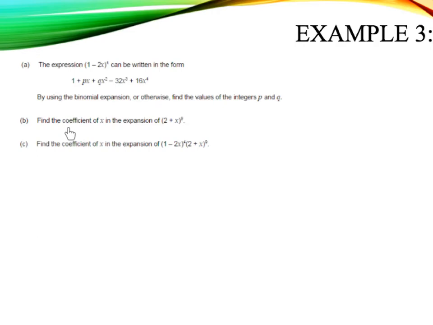Then it says find the coefficient of x in the expansion of (2 plus x) to the 9. Okay, well we don't have to do the whole thing. We're just going to find the coefficient of x, and that's okay. And then finally, find the coefficient of x in the expansion when we're multiplying these two things together.